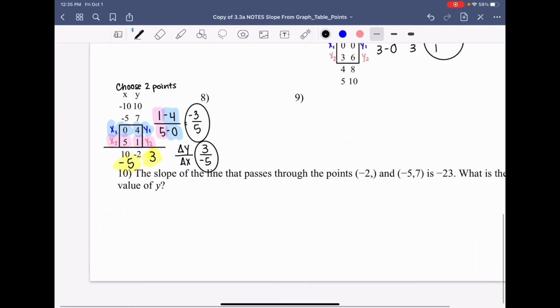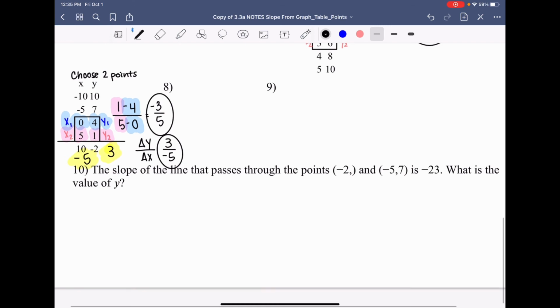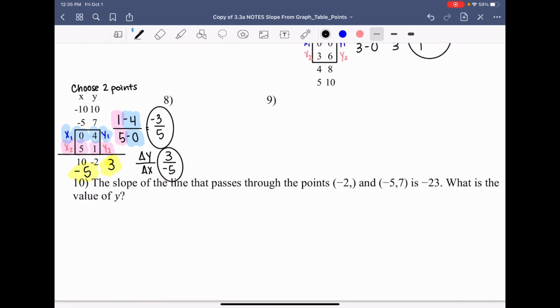All right, last but not least, we're going to go over this last question. The slope of a line that passes through the points negative 2 comma y and negative 5, 7 is negative 23. What is the value of y? So it's saying that, hey, slope is negative 23. What is our missing ordered pair?